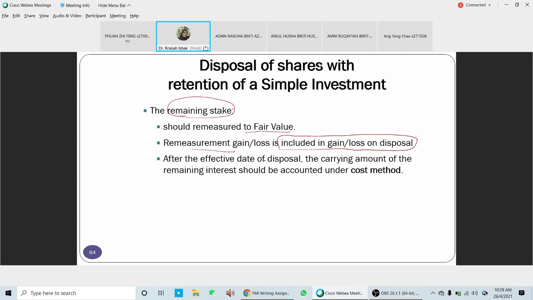After the effective date of the disposal, the carrying amount of the remaining interest is going to be accounted for using the cost method. Because your investment is lower than 20%, you cannot use the equity method. The equity method is only applicable to associates. This is not an associate, this is only a simple investment. So for a simple investment, we're going to use the cost method.